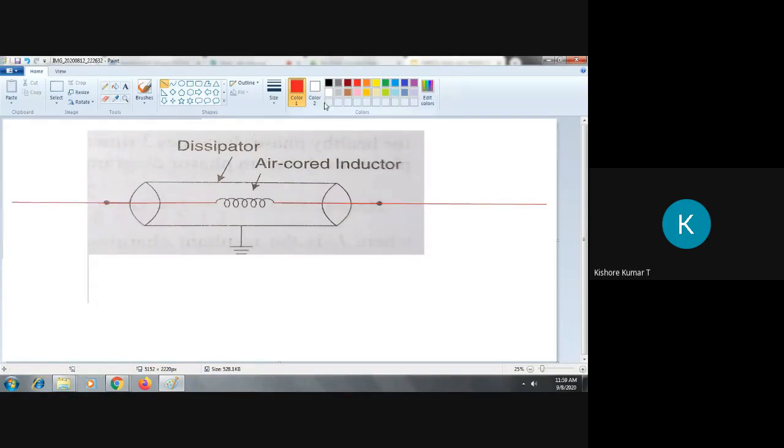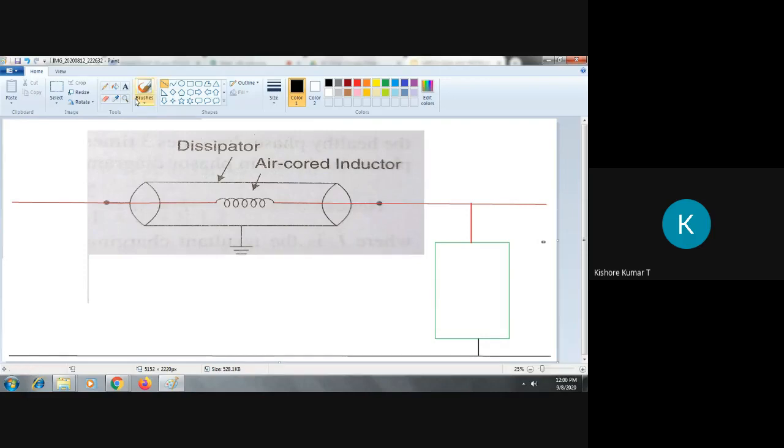System. Now, if you want to protect, the surge absorber is located before the equipment in series to the line. This is the equipment to be protected. This is how a surge absorber is going to be located.